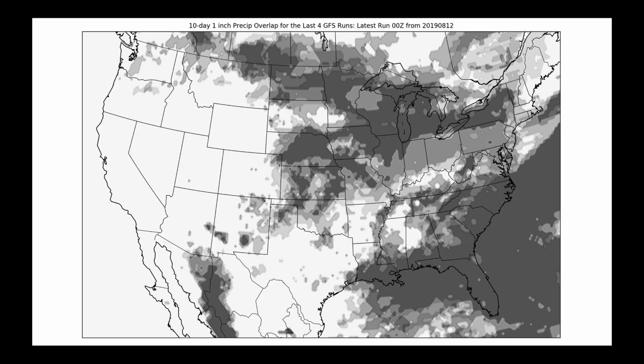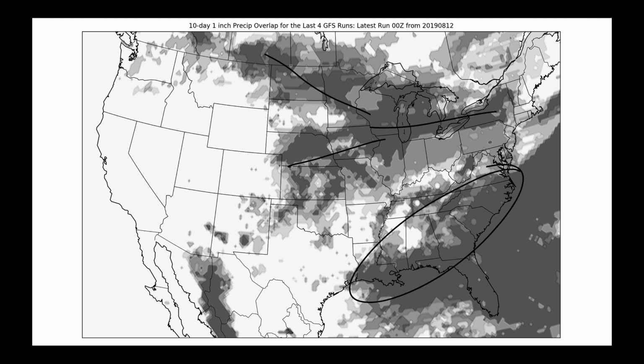I want to show you some analysis I'm doing here with the GFS. This is some new analysis. What I'm doing is I'm looking at the last 4 runs, and we're overlaying those last 4 runs only for regions expecting to get an inch of rain through the next 10 days. And so you can see the main corridors over which that's expected to happen, all right?